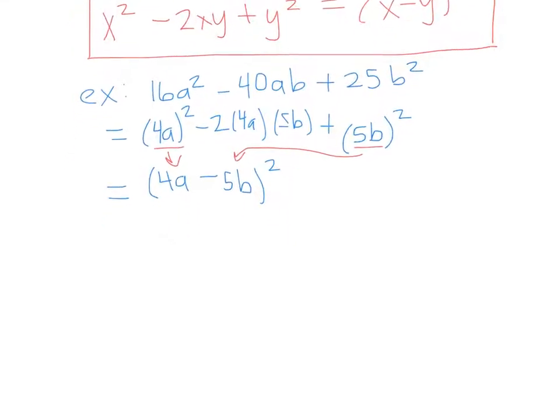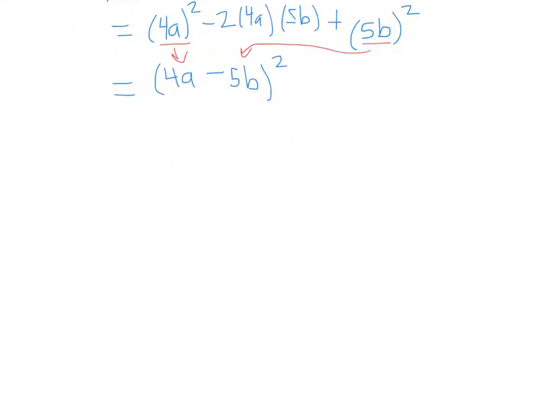Okay, let's look at another one. Okay, let's take 20p squared plus 100pq plus 125q squared. Okay, whenever we factor, we want to think about if we can first factor out a greatest common factor.